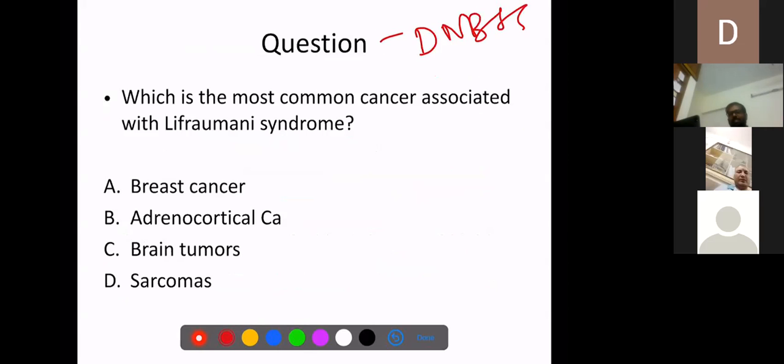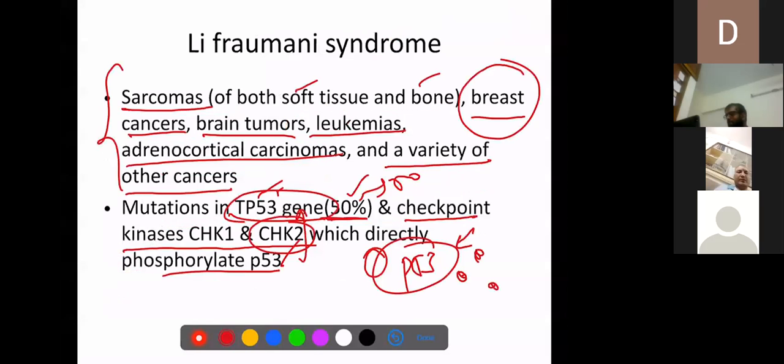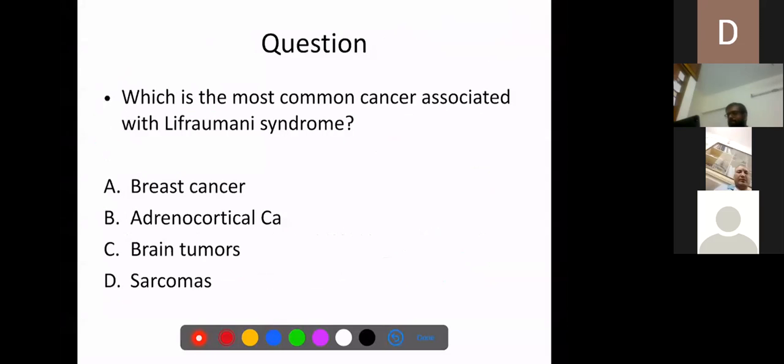Just now I told you, no, you are saying sarcoma. When I was explaining this slide, I told you, and I just marked also. See here. Yes, it is breast cancer. Excellent.